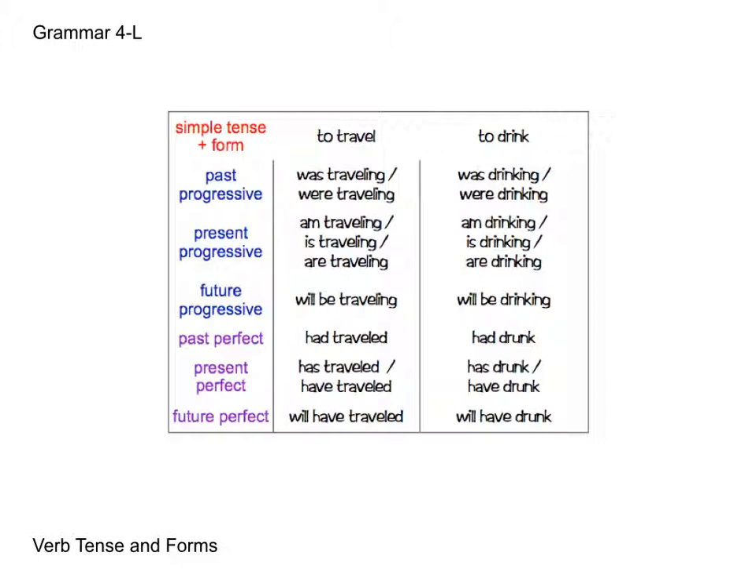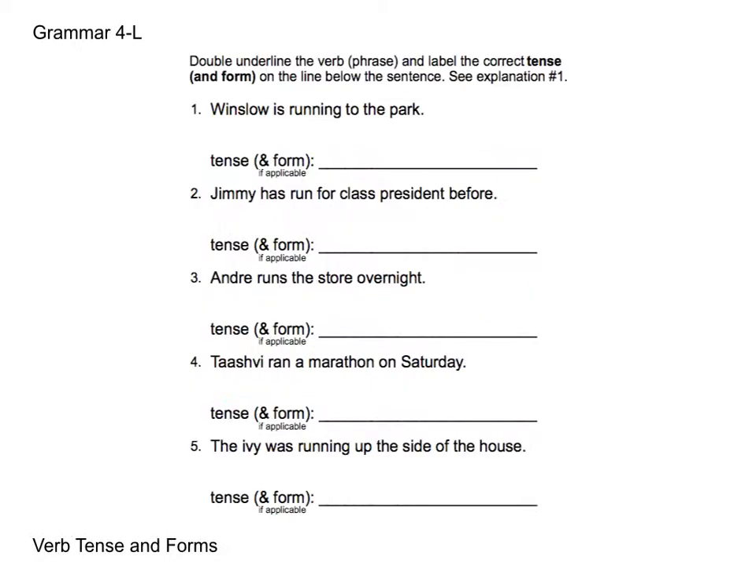Please be sure you are using that resource so you don't get a mistake just for misspelling something. Like I said, in this booklet, we're going to be doing the exact same thing that we did in 4K. So here you can see we're double underlining our verbs and we are going to be writing in the tense or the tense and form. So just make sure that you're following all directions and you're spelling everything correctly.